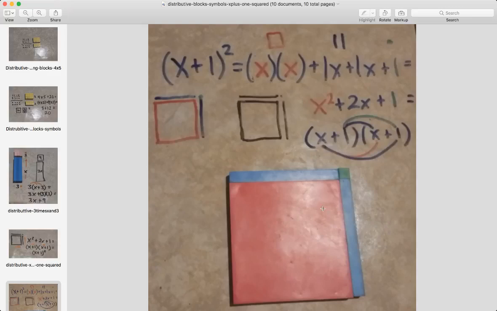Oh my. It seems to me that 1x and that 1x are the same thing as 2x. So let's put them together. And there it is. No confusion.